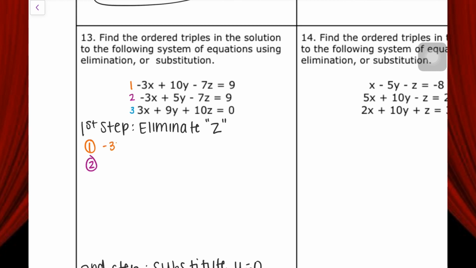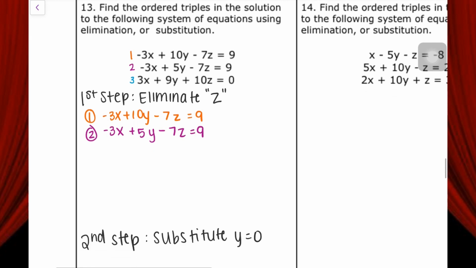My first equation is negative 3x plus 10y minus 7z equals 9. Taking my second equation, negative 3x plus 5y minus 7z. Then we're going to eliminate z. So first step before you eliminate z is you are going to multiply the top equation by negative 1. The reason why you're doing this is the opposite of negative 7 is positive 7, and so that will eliminate z. So let's go ahead and do that.